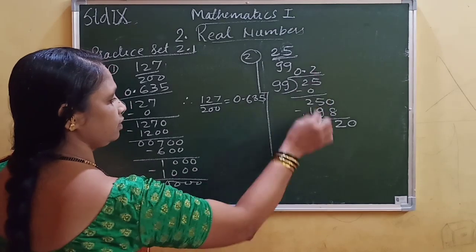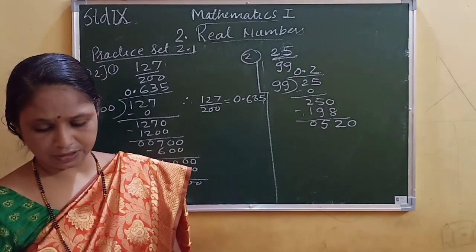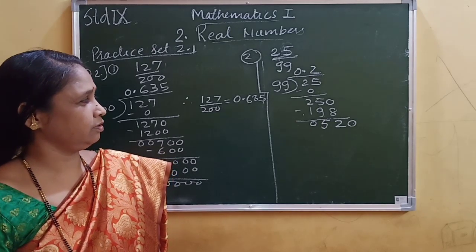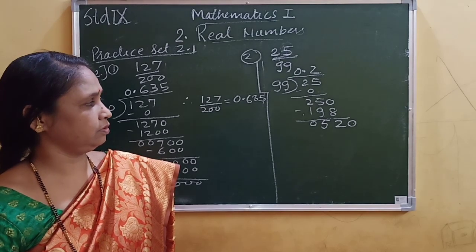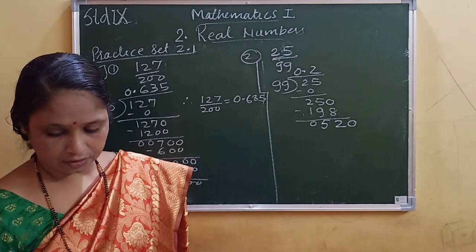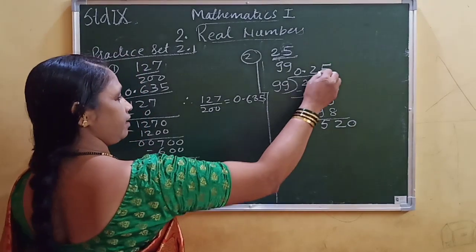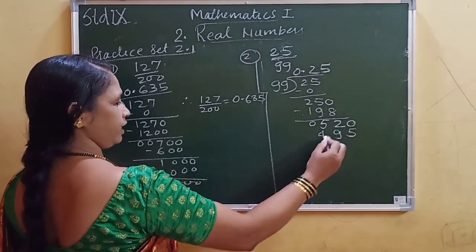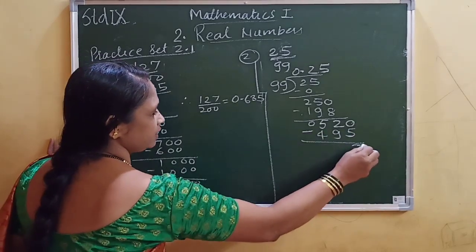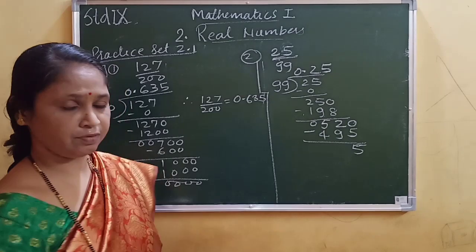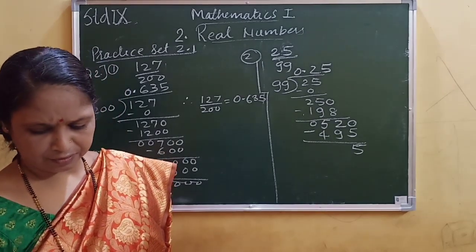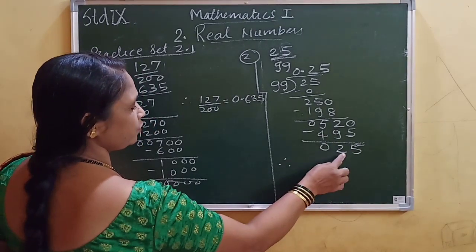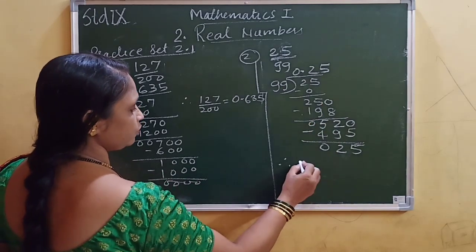Okay, 5. Now it is 520. 520 means how much will it be? 5 nines are 45, 5 and 4, again 9 fives are 45, then 4 carry, 49. So here it is 5. Now 11 minus 9 is 2, and this 0. Therefore, again what did we get? The same 25.